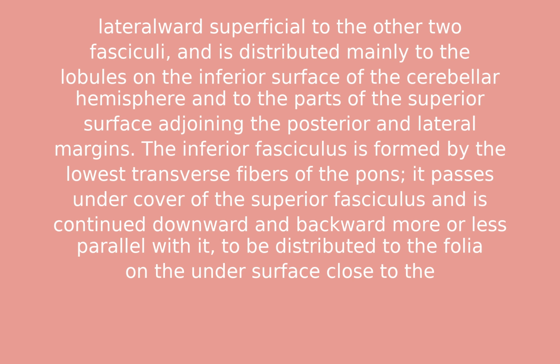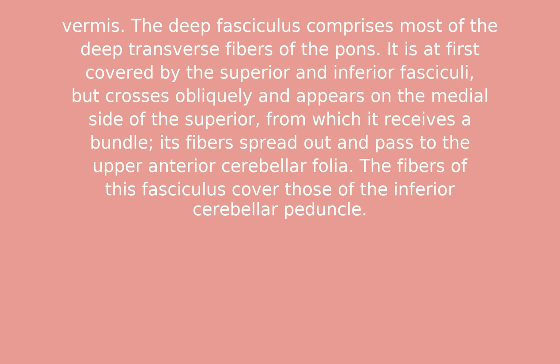The inferior fasciculus is formed by the lowest transverse fibers of the pons. It passes under cover of the superior fasciculus and is continued downward and backward, more or less parallel with it, to be distributed to the folia on the undersurface close to the vermis.